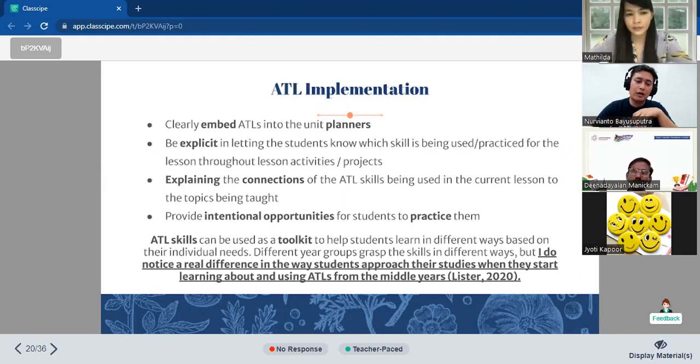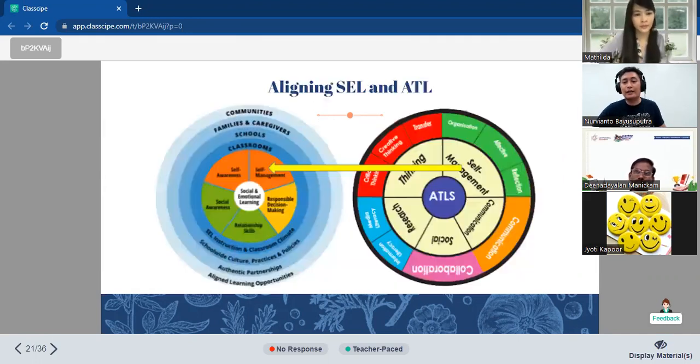So how do we do that? How do we bridge ATL and SEL? Okay, let's take a look at these two. On your right are the ATL skills, and on your left are your SEL skills. This is the first one. I'm going to show you how we can map self-management in ATL into SEL.